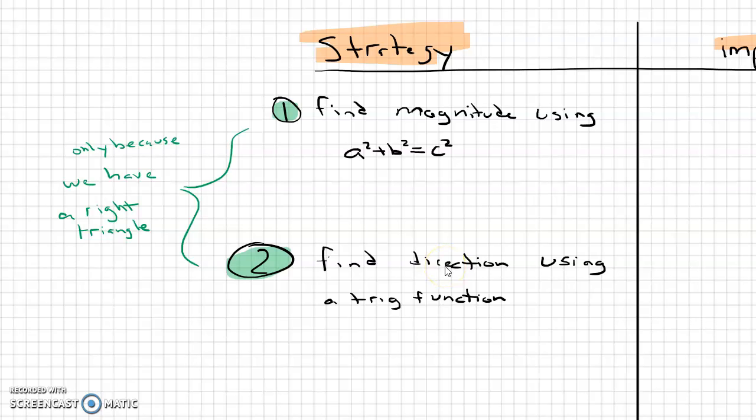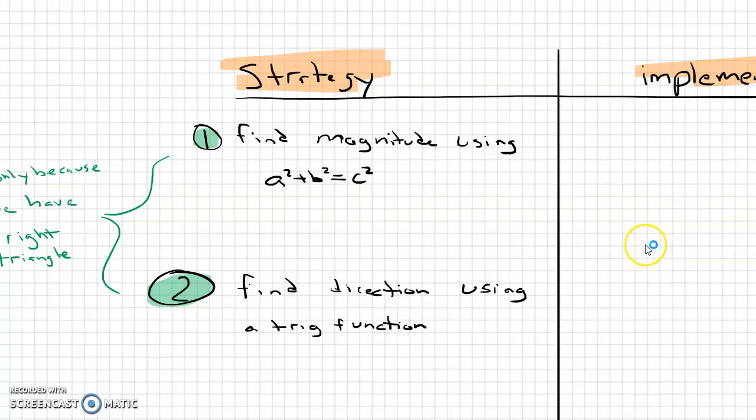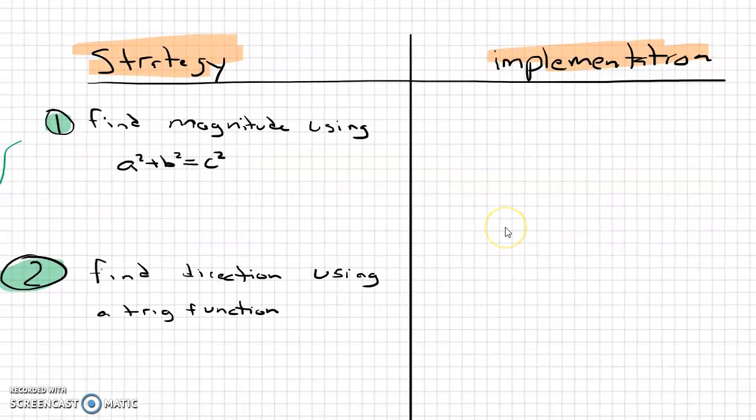So to find a direction, I'm going to use some kind of trig function to do that. So what we'll do here is take our strategy and implement it to see how we can actually end up solving this.